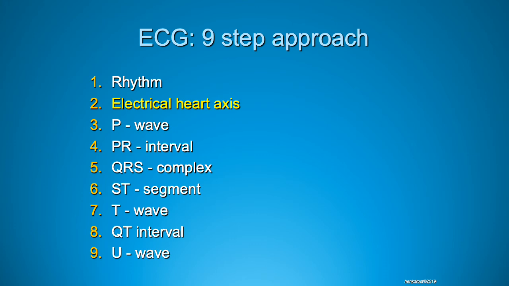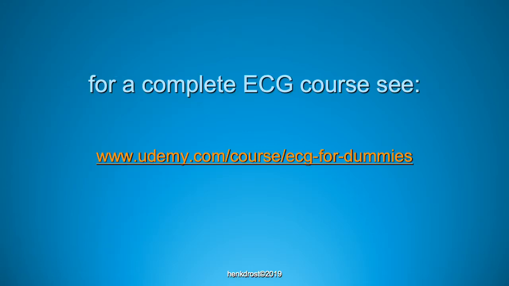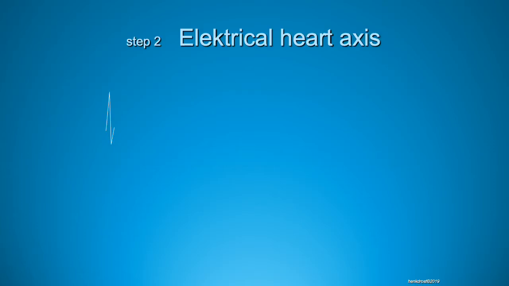Second step, determination of the electrical heart axis. There are several ways to determine the electrical heart axis. A simple one for the heart axis in the frontal plane is to take lead 1, that goes from right arm to left arm, as you can see in the figure, and AVF, that goes down.